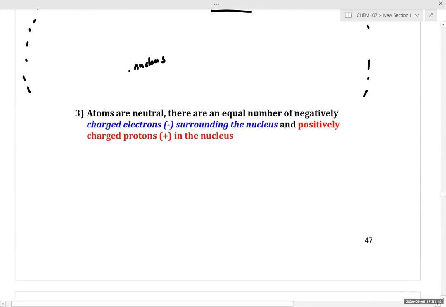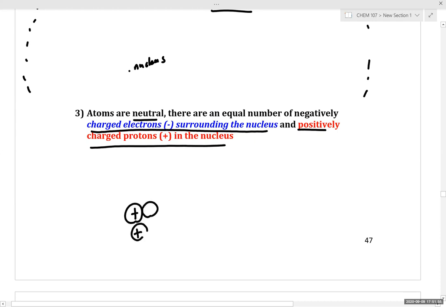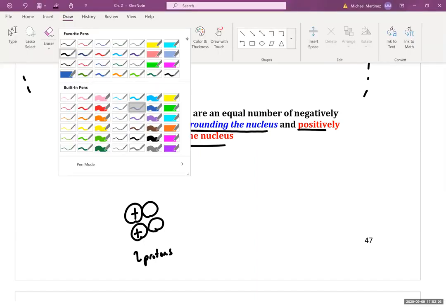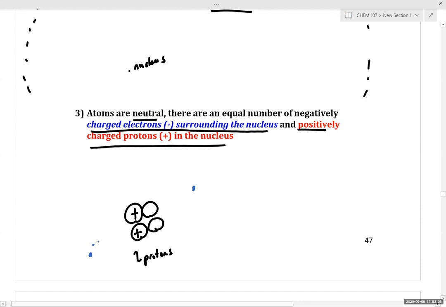Now, atoms are neutral, and there are an equal number of negatively charged electrons surrounding the nucleus and positively charged protons in the nucleus. So, for example, if we have 2 protons and we have a neutral atom, surrounding our nucleus would be a total of 2 electrons. Does this make sense to everyone?